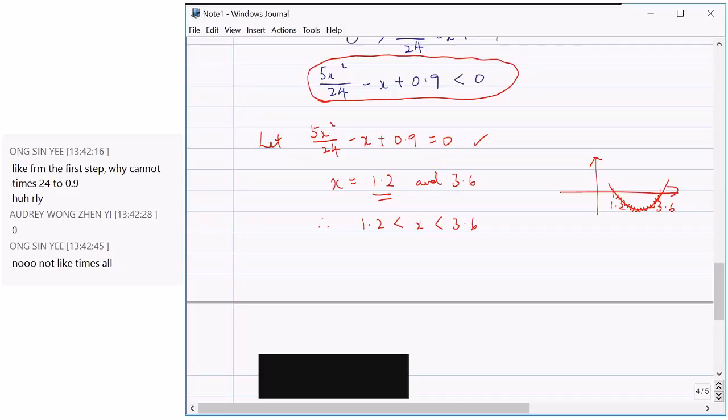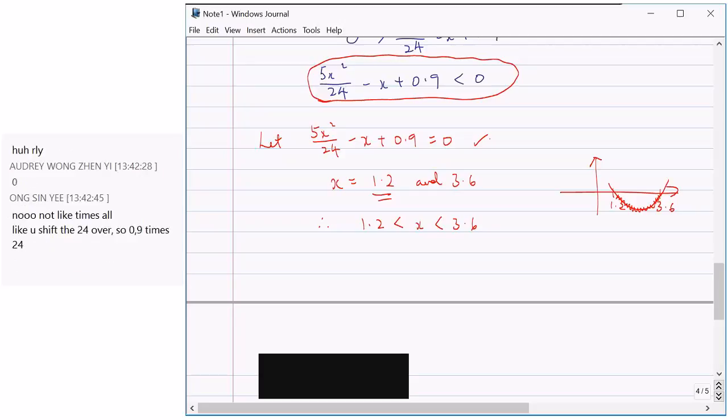I don't understand, Xing. Like you shift the 24 over, so 0.9 times 24. Everything must times 24. The x also must times 24. The 0.9 also must times 24. The 0 also must times 24. If you choose to times 24, everything must. But you don't have to times 24. That's what I'm saying.